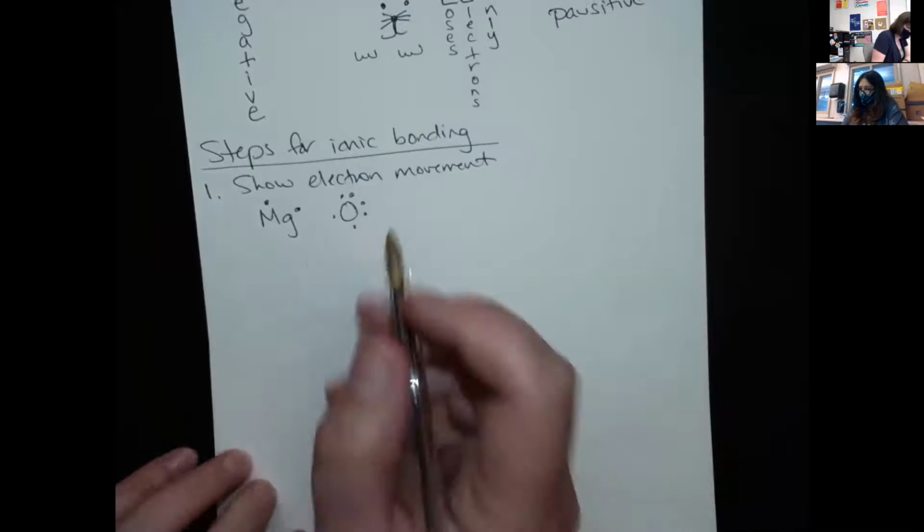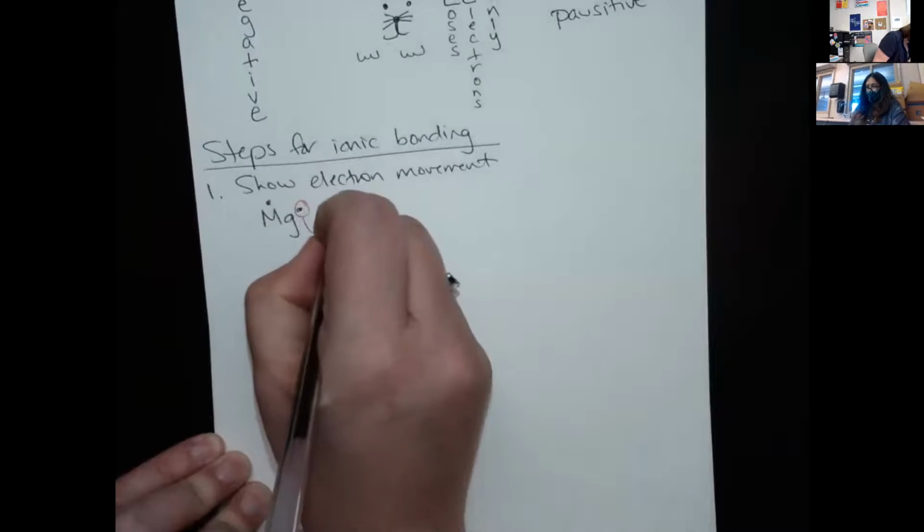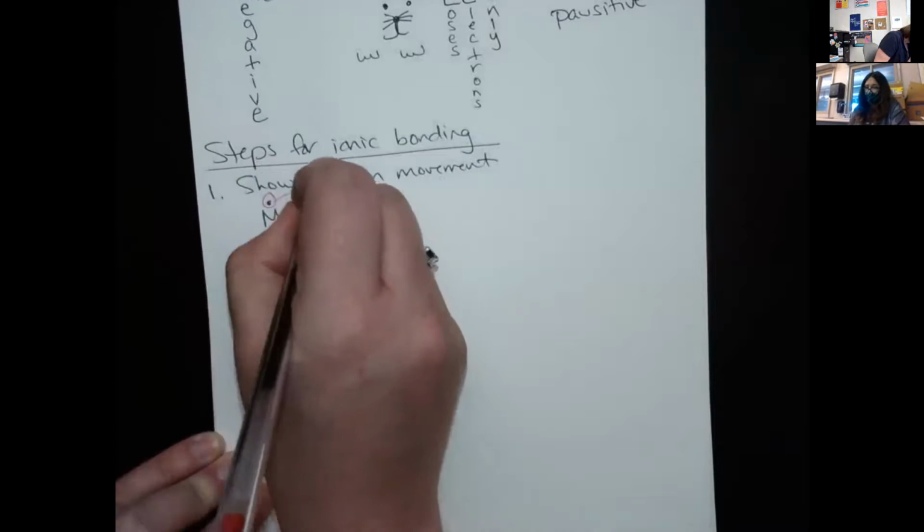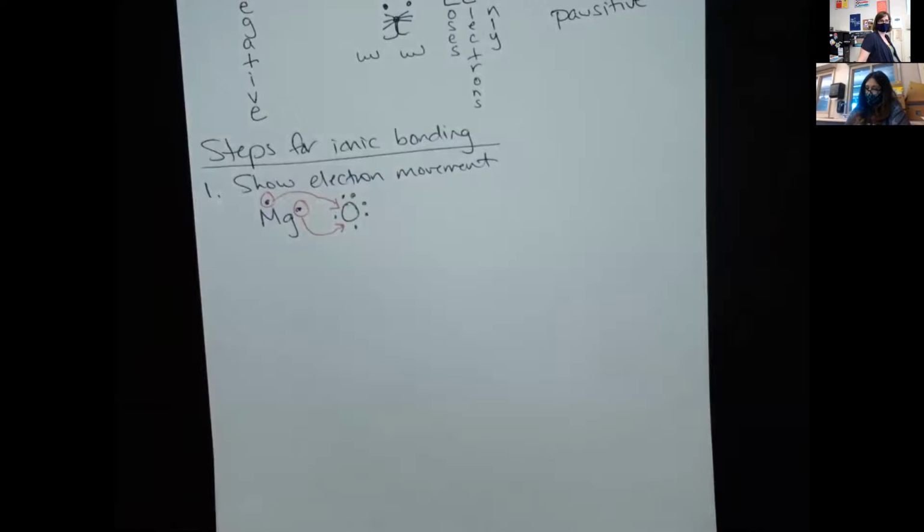Okay, so to show the electron movement, magnesium can give away its 2 electrons, and oxygen can take its 2 electrons. Is magnesium happy now? Yes, because its layer underneath will now be fulfilling the octet rule. Is oxygen happy now? Yes, because it had 6 and it got 2 more, so it is happy. Questions? Okay, that's step 1.